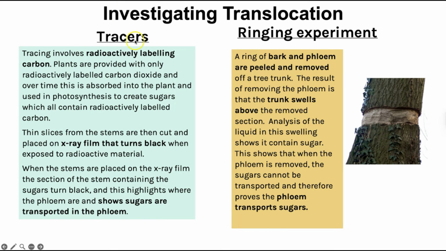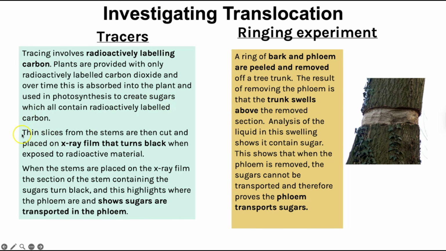Now, there are investigations that have been linked to translocation and working out the involvement of the phloem, which are tracers and ringing experiments. Tracers involves radioactively labeling carbon, and then that carbon is provided to the plant in the form of carbon dioxide. So by only providing the plant with radioactive carbon in the carbon dioxide, that means over time, all of the carbon-containing compounds in the plant should contain the radioactive carbon, because the carbon dioxide is taken in for photosynthesis and turned into sucrose, other sugars.